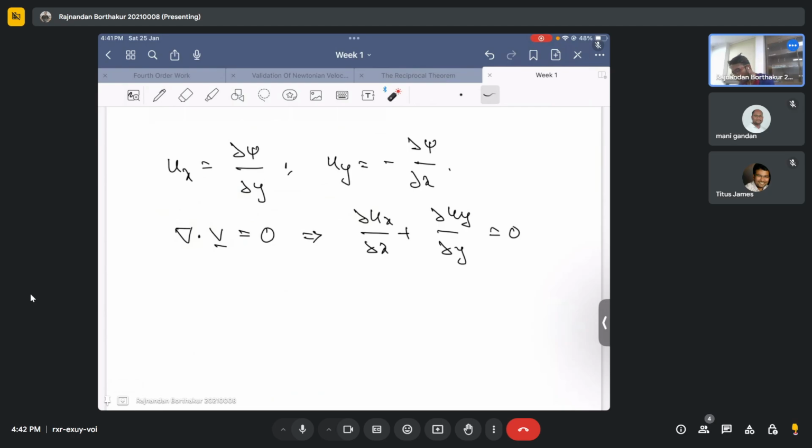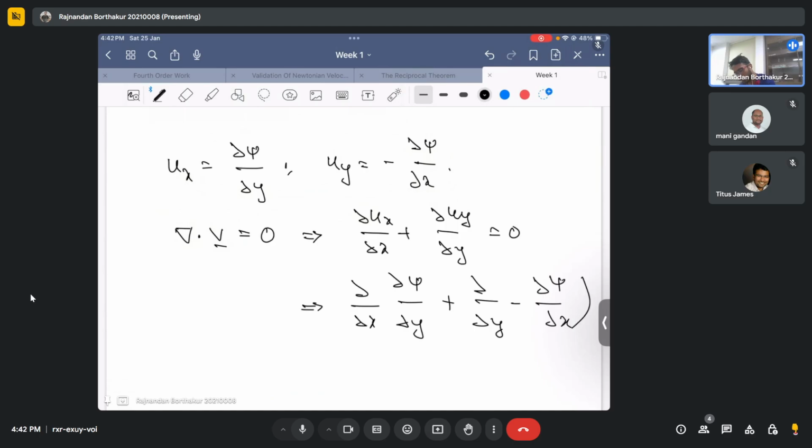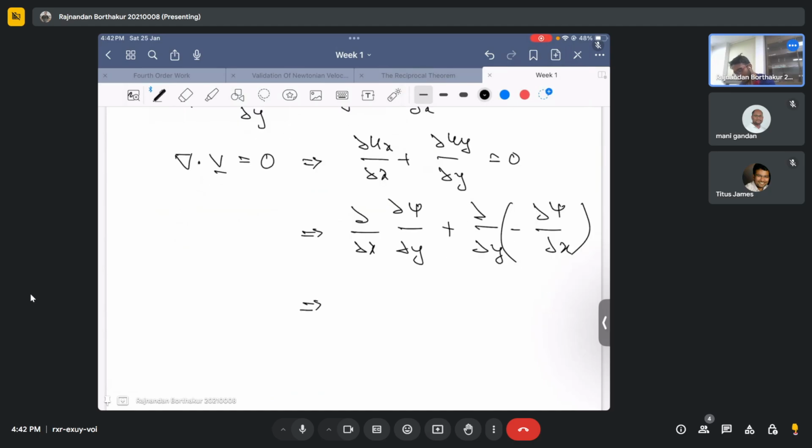Now, if you substitute this form of the stream function in this equation, what you will see is del by del x of ux, which is del psi by del y, plus del by del y of uy, which is minus del psi by del x. Okay, and this can be written as del square psi by del x del y, just simple math, minus del square psi by del y del x, which can be written as del x del y if psi is a continuous function, and I assume the stream function is a continuous function.